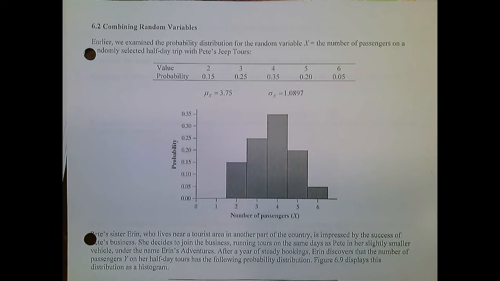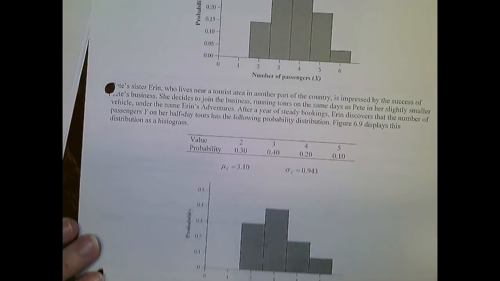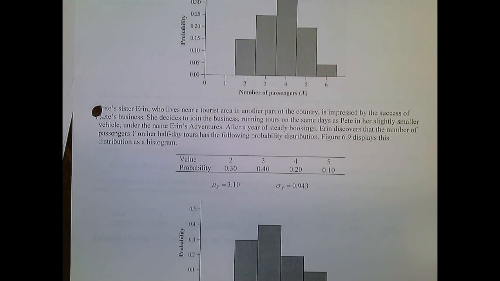Now let's say that Pete's sister, Erin, who lives in a nearby tourist area in another part of the country, is impressed by the success of Pete's business. So she decides to join the business, running tours on the same day as Pete in a slightly smaller vehicle under the name Erin's Adventures. After a year of steady bookings, Erin discovers that the number of passengers Y on her half-day tour has the following probability distribution. The figures below give the distribution and the histogram, and we're defining the random variable Y to be the number of passengers Erin has on her half-day tours.